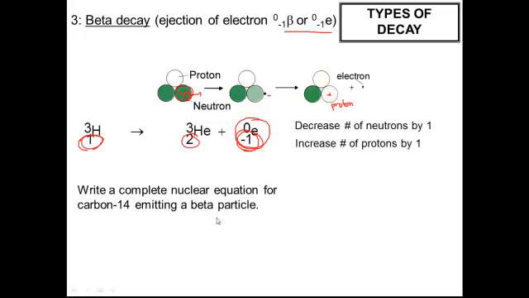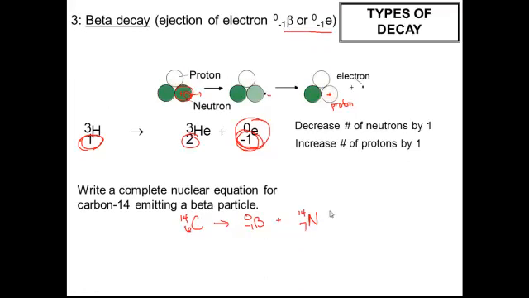So, for example, carbon-14 emitting a beta particle. We get the atomic number from the periodic table. It's carbon. It's got 6 protons. So the bottom number will be 7. 7 minus 1 is 6. And then we need 14 plus 0 is 14. And then we go look up what 7 is on the periodic table. And it's nitrogen. And that's how you would do those.